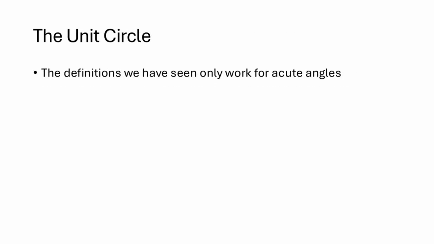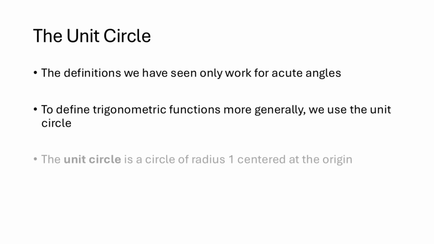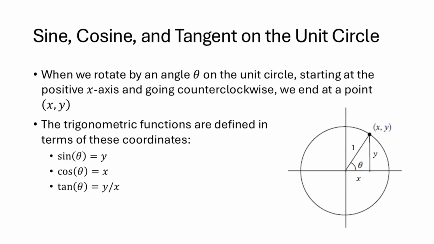Now, the definitions that we've seen using a right triangle only work for acute angles. To define trigonometric functions more generally, we're going to use the unit circle. That unit circle is a circle of radius 1 centered at the origin. We're going to measure angles on this circle by rotating counterclockwise, starting at our positive x-axis. When we rotate by an angle theta on the unit circle, starting at that positive x-axis and going counterclockwise, that rotation ends at a point x, y on that unit circle.